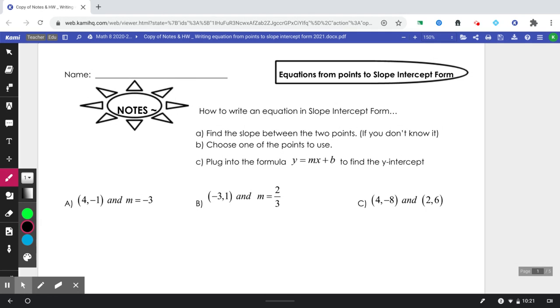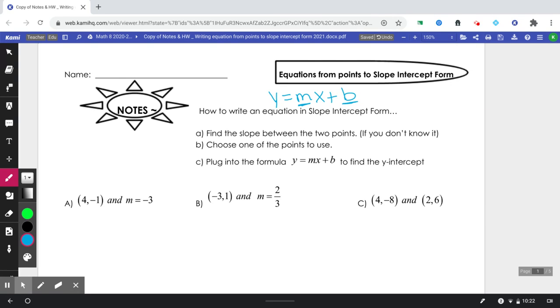Slope intercept form, remember, is when an equation is written in the form y equals mx plus b. And remember, when you're writing your equation in slope-intercept form, there's two things that you must know in order to do this, and that is your slope and your y-intercept. Once you have those two things, you will be able to write your equation.